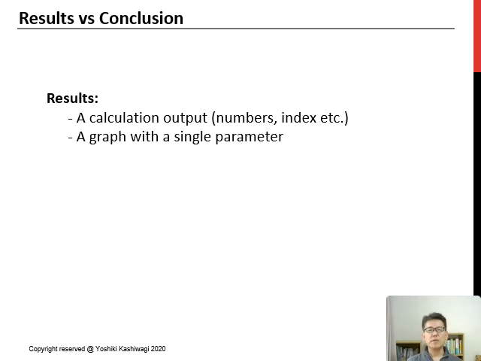First of all, let's think about the difference between result and conclusion. In general, when you say result or results, that could be just a calculation result or calculation output. If you calculate the average of whatever you have, that is a number or numbers or some index. But it's just a calculation. Or you can draw a graph, bar chart or line chart, pie chart, whatever, a graph with a single parameter. Yes, the graph may show the result or fact, but still it shows only a result. You cannot evaluate the output from the number or from a graph.